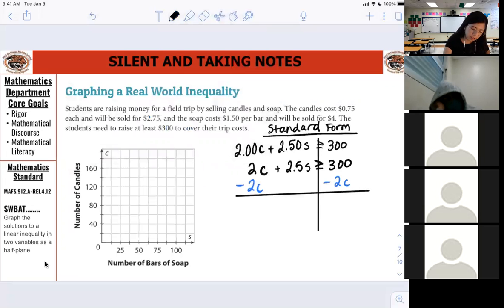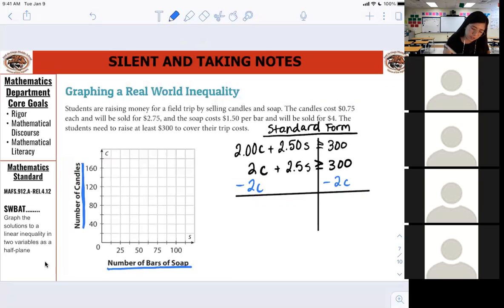But if you look at the x-axis and the y-axis is candles. So we know that that one is C. Yeah, C and S. And then this is soap. And it also kind of shows it. This is S and this is C. So that's how you know which one is which.